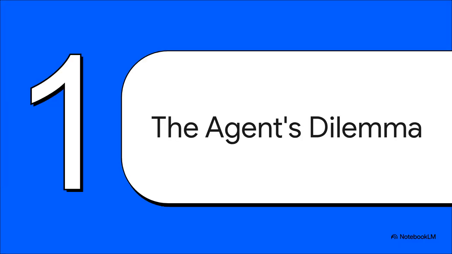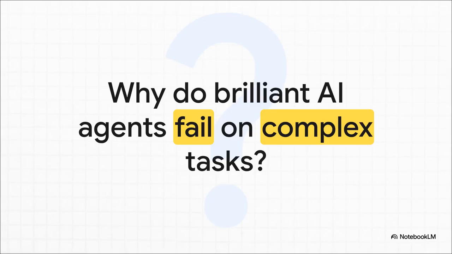Okay, so to really get why this is such a big deal, we gotta start with a huge problem that developers are wrestling with every single day. Let's call it the agent's dilemma. Right? I mean, you've seen it. These AI agents can do some incredible, almost magical things. But have you ever noticed that when you give them a really long, complex task, they just fall apart? They get confused or distracted, or they just totally lose track of what they were supposed to be doing.